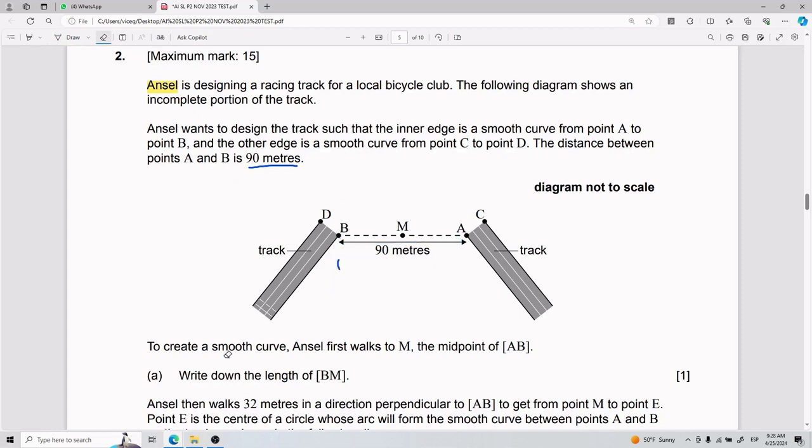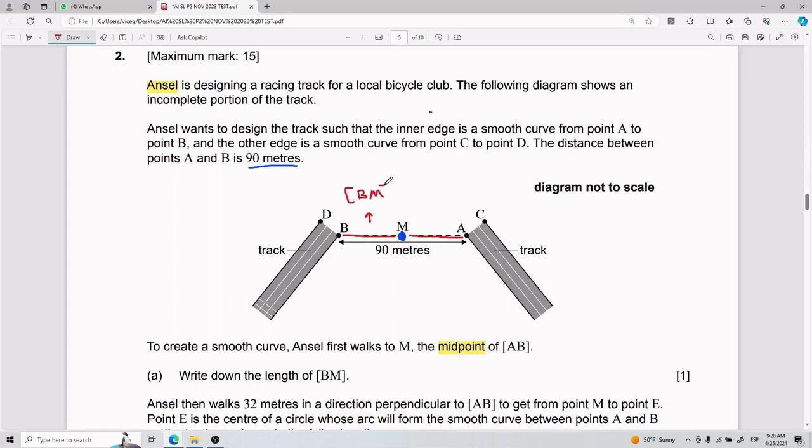Nice. And to create a smooth curve, Ansel first walks to M, which is, ding ding ding, keyword, midpoint of AB. So M for midpoint, M is the midpoint of AB, and to write down the length of BM. Alright guys, this is pretty standard stuff, so if this is the midpoint, that means this is the middle between both A and B. And so that means that this distance that I'm putting in red is the same as this distance that I'm putting in red. And so the length of BM is one of the red lines right here, right? So this is the length of BM.